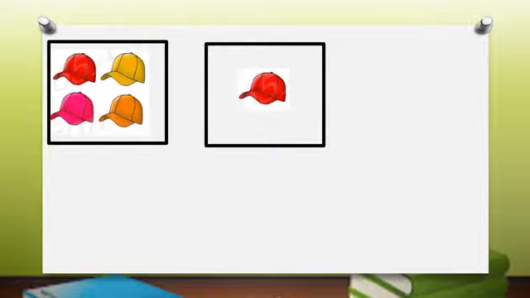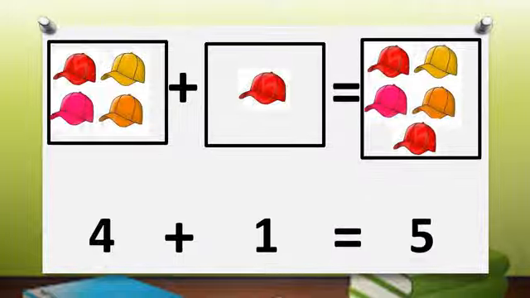In the first box there are 1, 2, 3, 4, 4 caps. And in the second box there is 1 cap. Now we need to find the total number of caps. And for that, we need to add. So let's count the caps. 1, 2, 3, 4. 4 caps plus 1 cap is equal to 5 caps. So 4 plus 1 is equal to 5. So children, here you will see that 5 comes just after 4. Therefore, 5 is the successor of 4. So whenever we add 1 to any number, we get the number just after the given number.